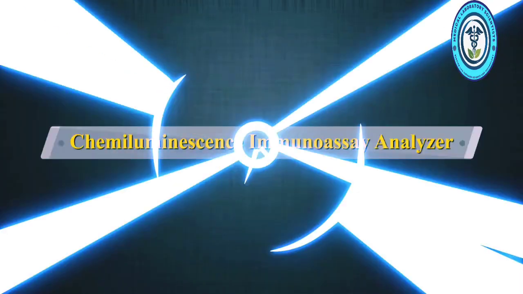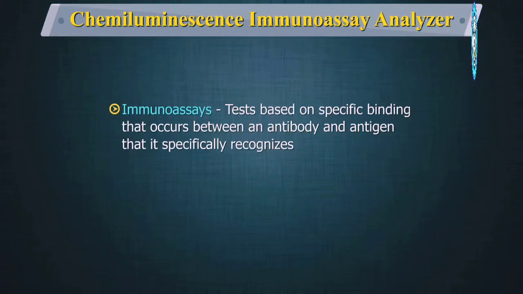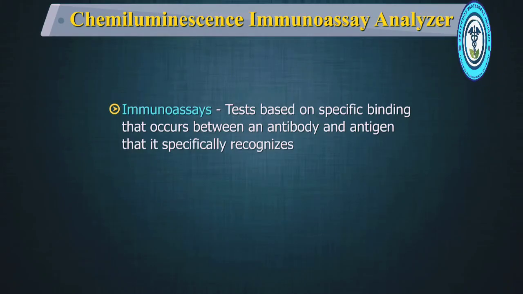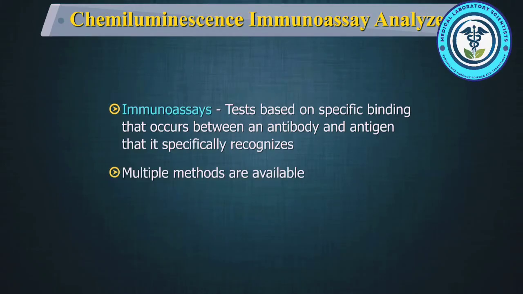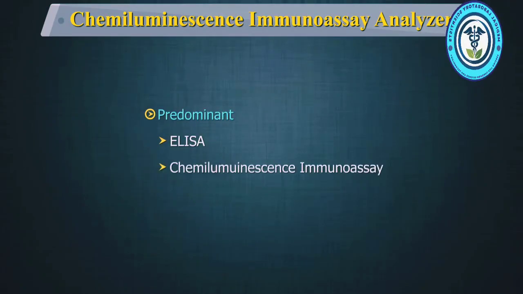Chemiluminescence Immunoassay Analyzer. Immunoassays are tests based on the specific binding that occurs between an antibody and the antigen that it specifically recognizes. Multiple methods are available for immunoassays. The predominant ones used are ELISA and chemiluminescence immunoassay.